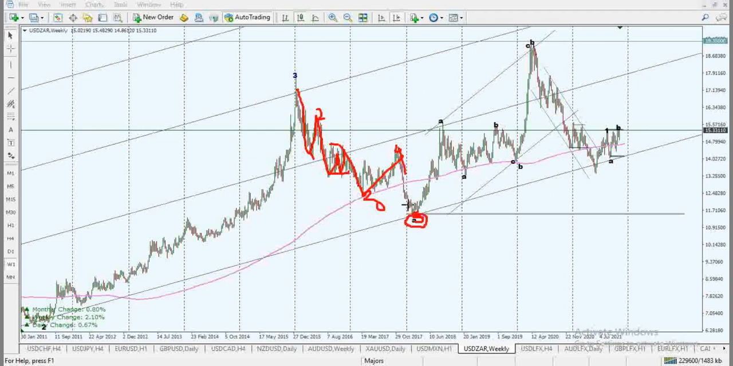I want to be looking at this as a wave 3, then 3, 4, 5. If you look at it this way, it is going to be wrong in many ways.